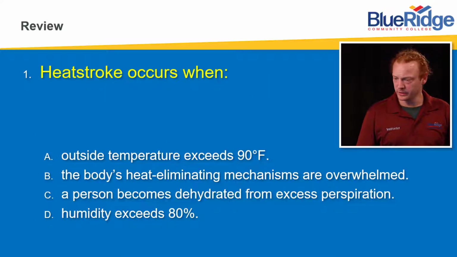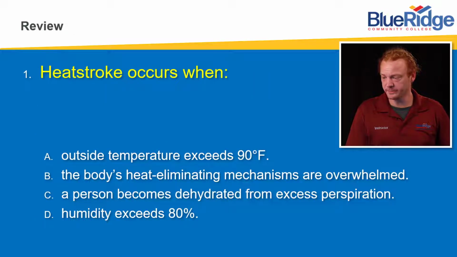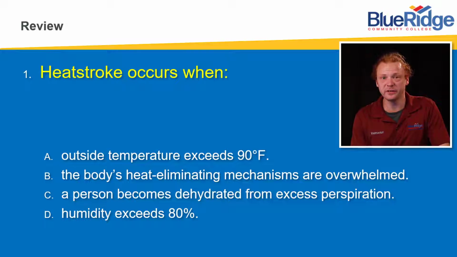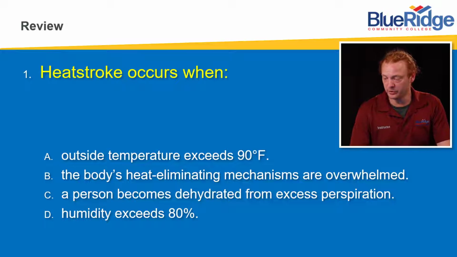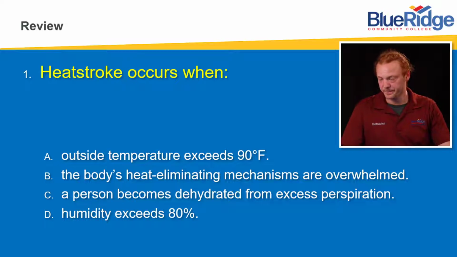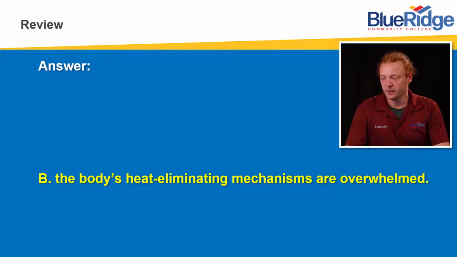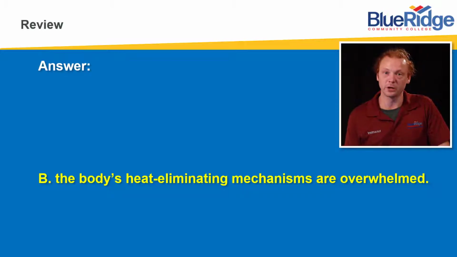Okay, now we're going to do some review questions. Heat stroke occurs when A, outside temperature exceeds 90 degrees Fahrenheit. B, the body's heat eliminating mechanisms are overwhelmed. C, a person becomes dehydrated from excessive perspiration. Or D, the humidity exceeds 80%. The answer is going to be B. The body's heat eliminating mechanisms have been overwhelmed and can no longer compensate.